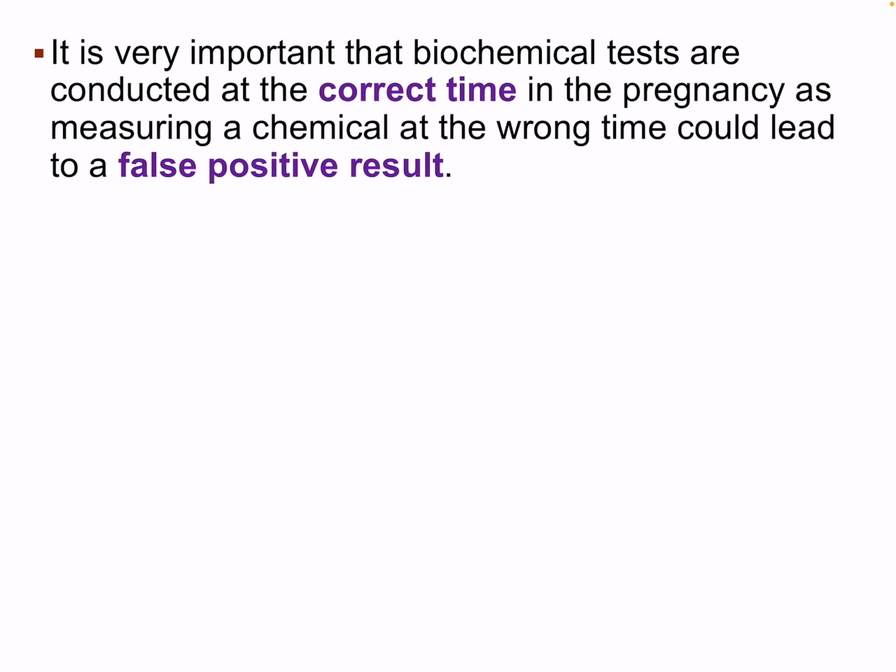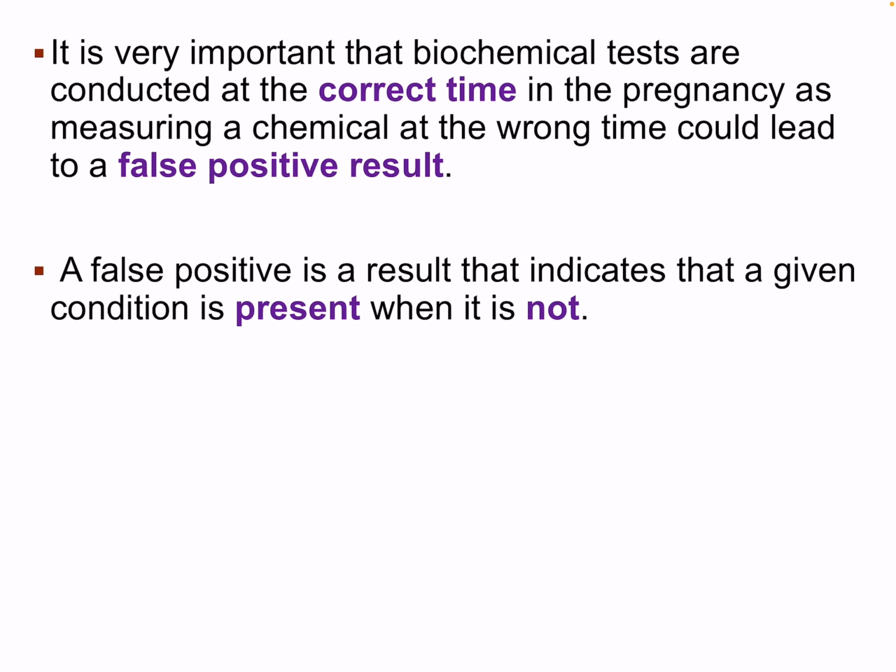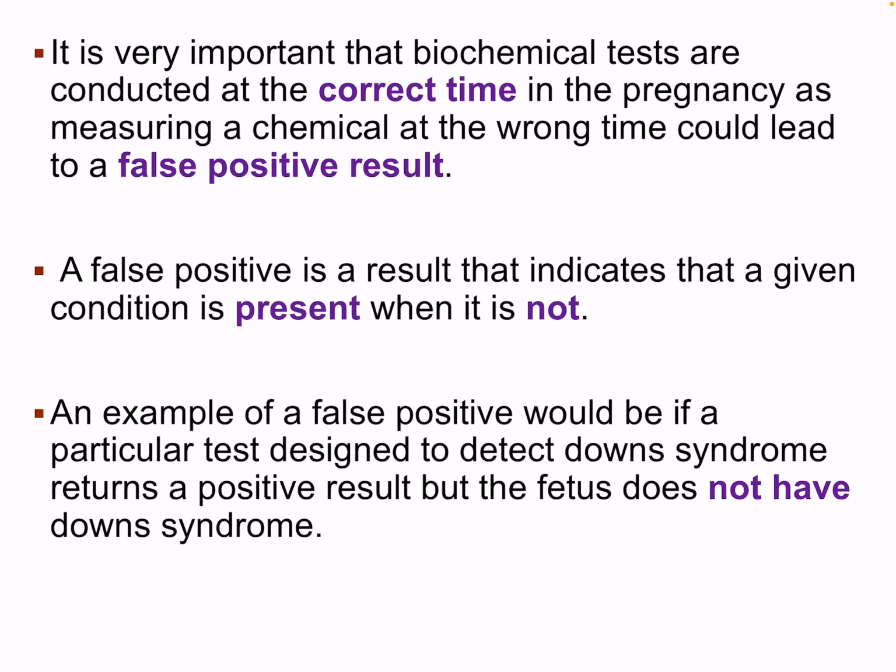Because these tests test for the concentrations of these specific marker chemicals, it's really important that they are carried out at the correct time in pregnancy, because measuring the chemical at the wrong time could lead to a false positive result, and that of course could cause huge amounts of worry and anxiety for the parents. So a false positive would be an example that if a particular test designed to detect Down syndrome gave a positive result, but the fetus did not have Down syndrome.